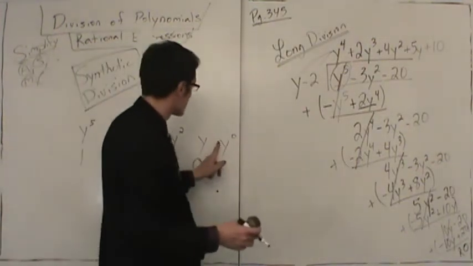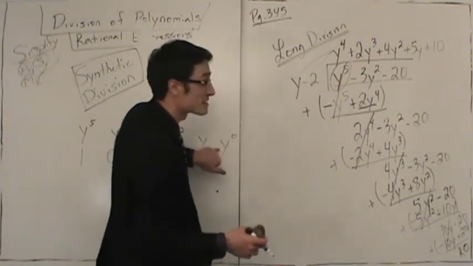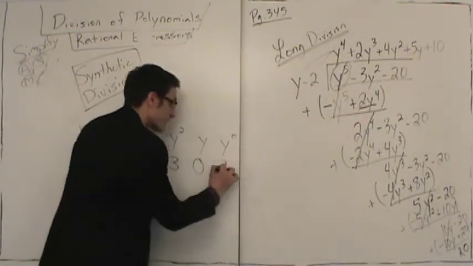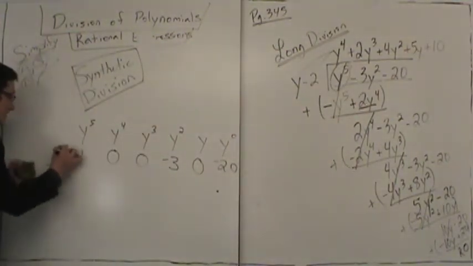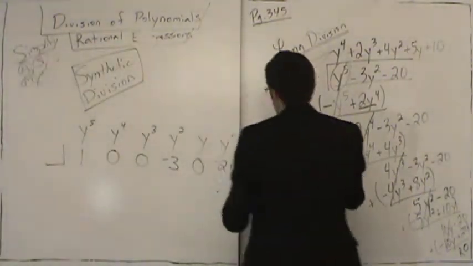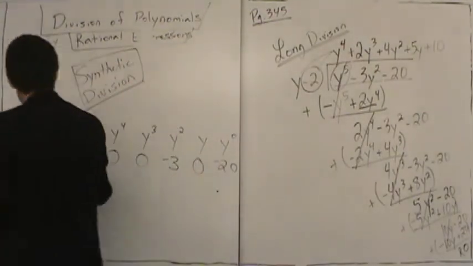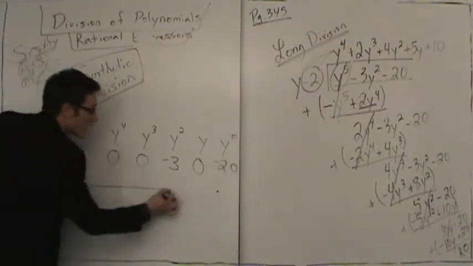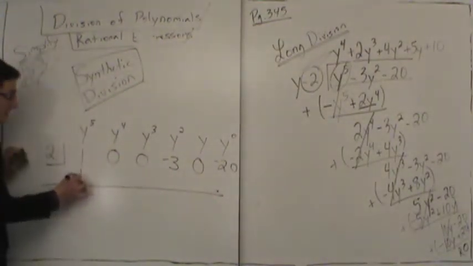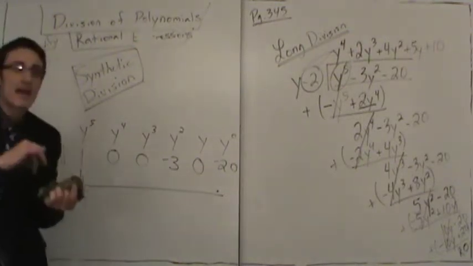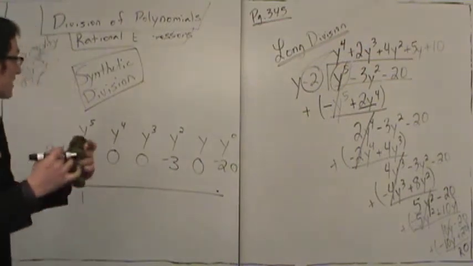And what is our constant? Remember, y to the 0 represents a number that does not have a variable. Y to the 0, or our constant, is negative 20. And what goes in this little box over here? In the box goes the opposite of the number in the divisor. Since we have a negative 2 in the divisor, in the box goes the opposite, which is positive 2. And we start this process by first bringing down the front number. Bring down the 1. And remember, we multiply, then add, multiply, then add, multiply, then add, and we're done.